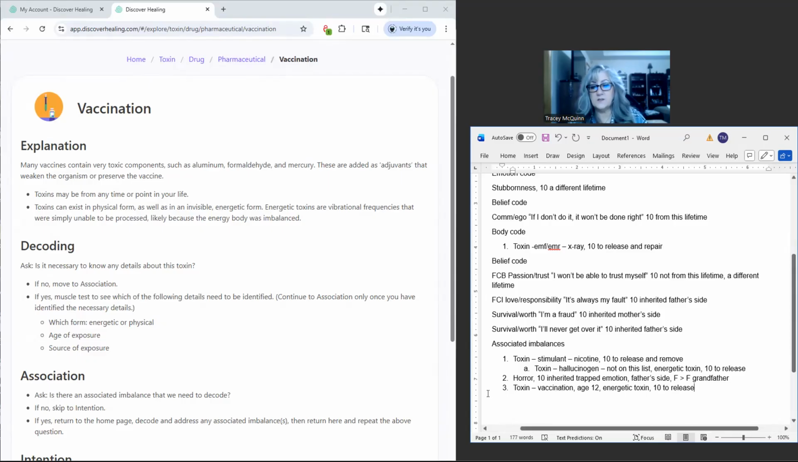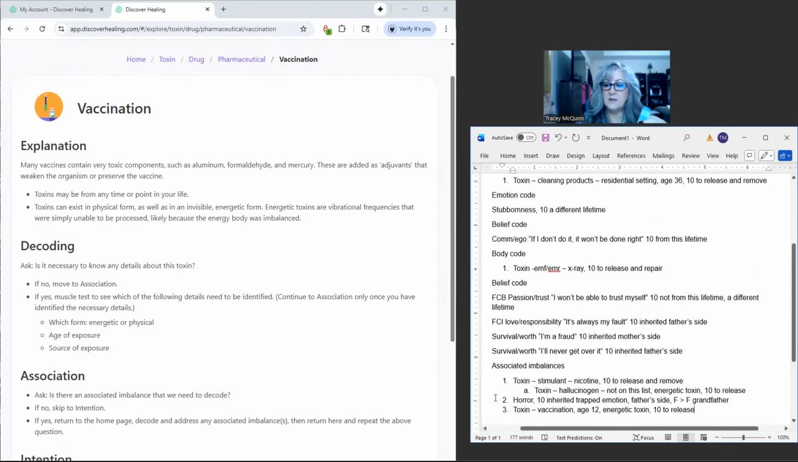Okay. So now I'm just going to go back up the line with the associated imbalances, and then we go back to the top of the tree, the belief system tree, and work our way down. So let's release this vaccination toxin. That's our intention, to release that from his body and being. 1, 2, 3, 4, 5, 6, 7, 8, 9, 10. Okay, and I only say release because it's energetic in this case. So we release that successfully, yes.